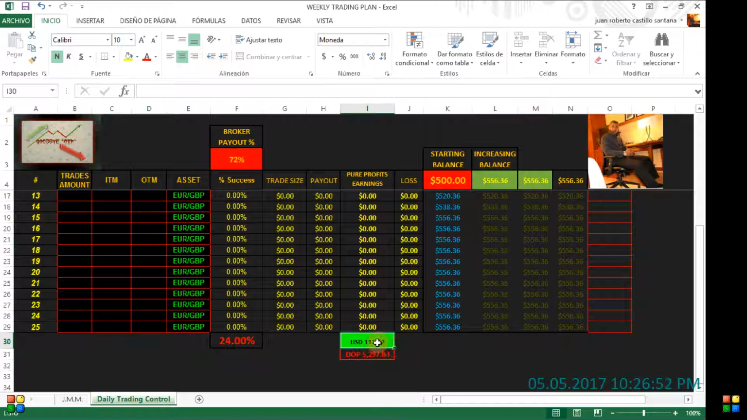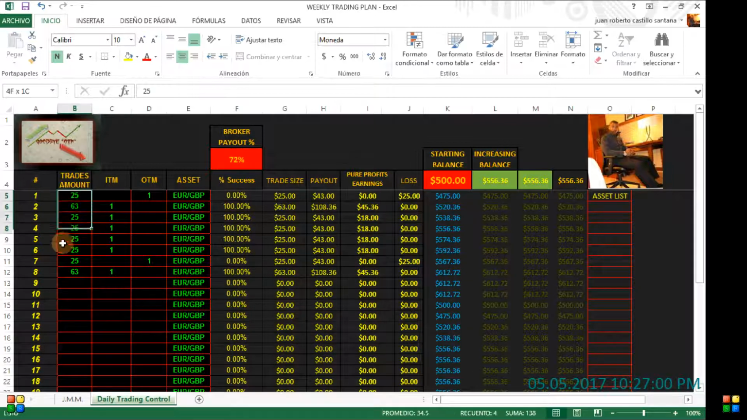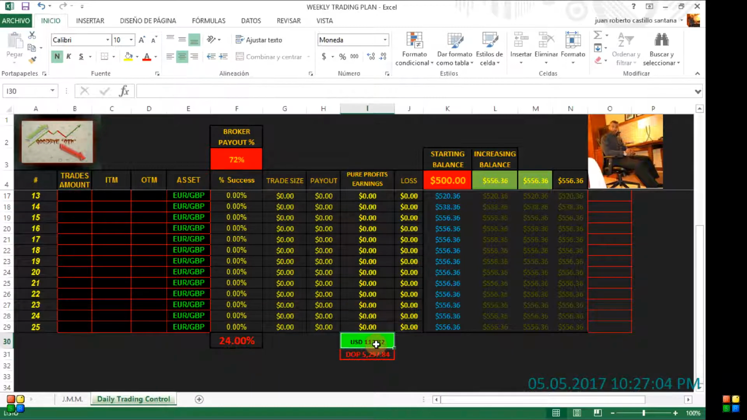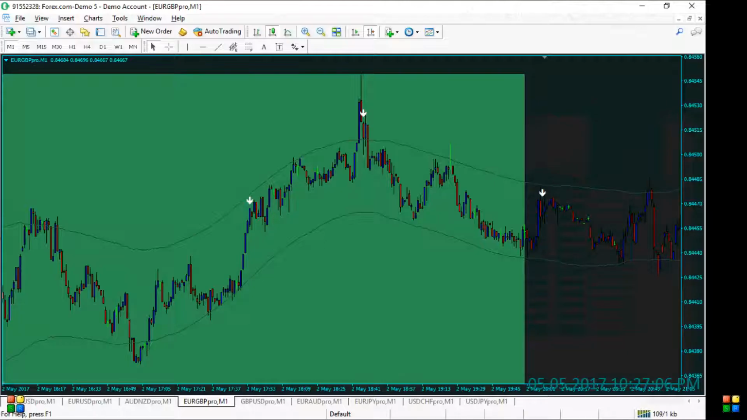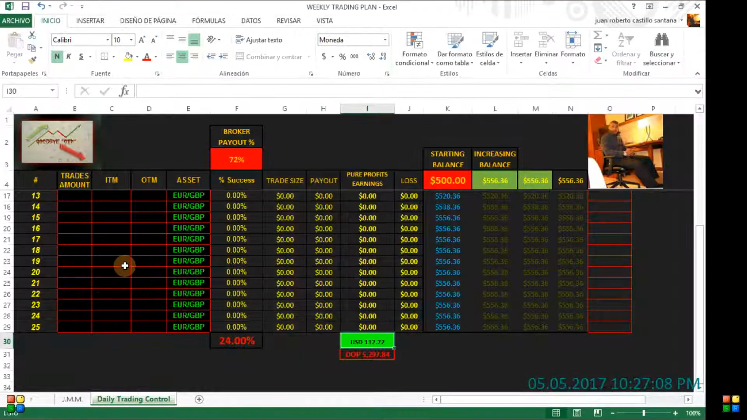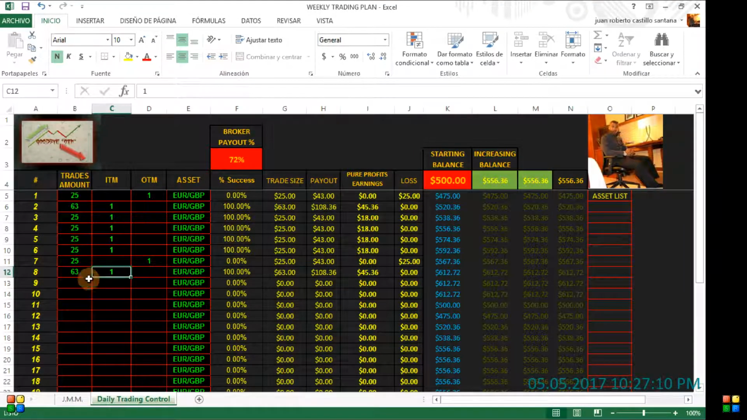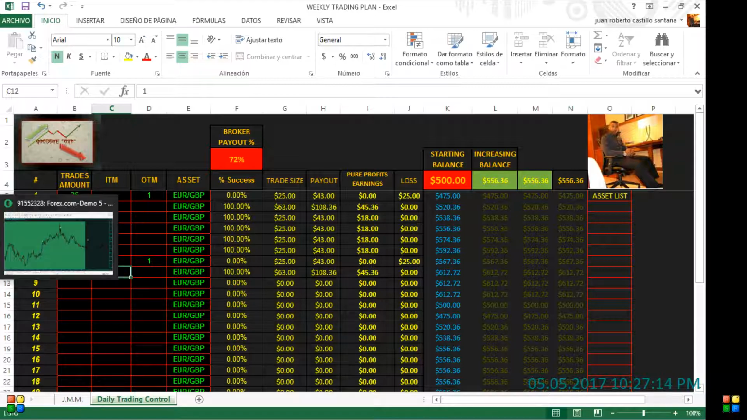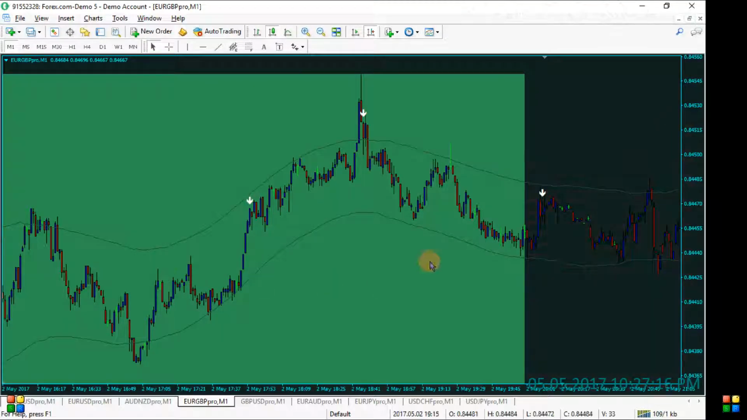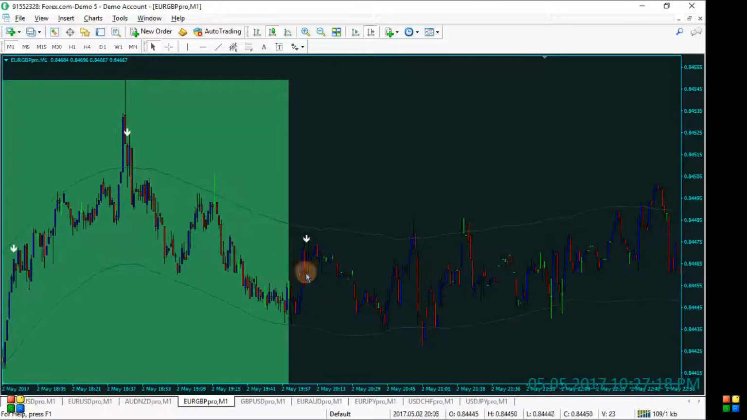This is pure profit, only pure profit without what you have invested in any of these trades, without this amount of money. Okay, so let's continue. Now we already ITM our recovered trade, so we need to place our next trade of $25. We go back to our minimum trading size.